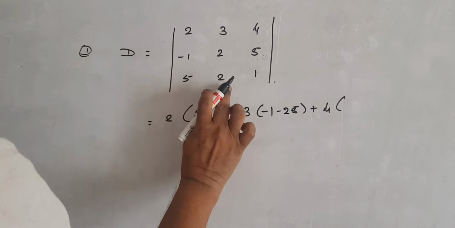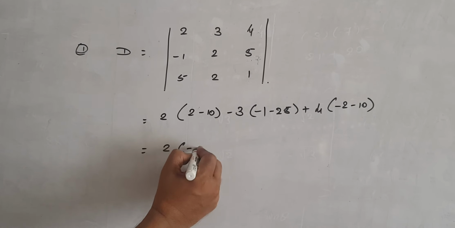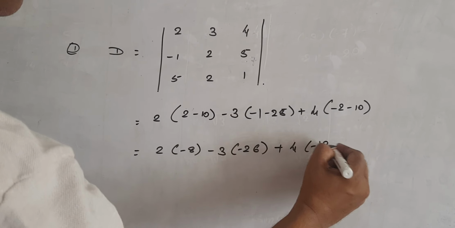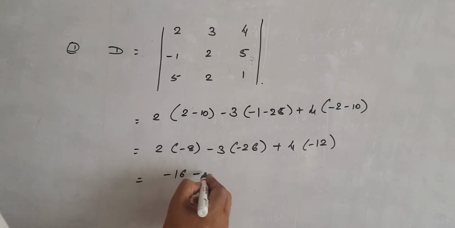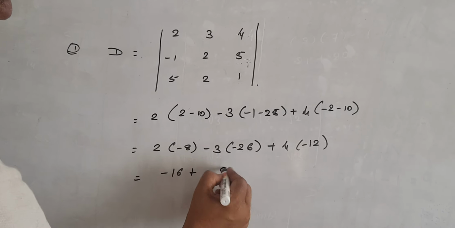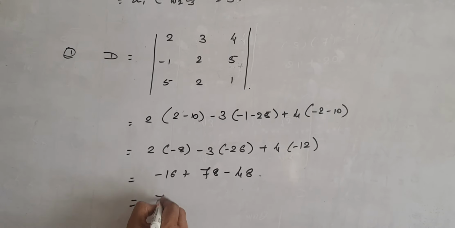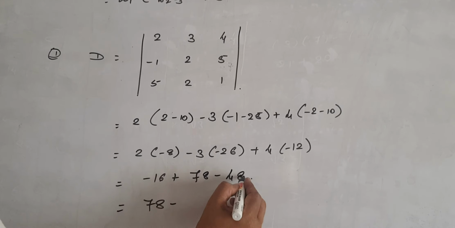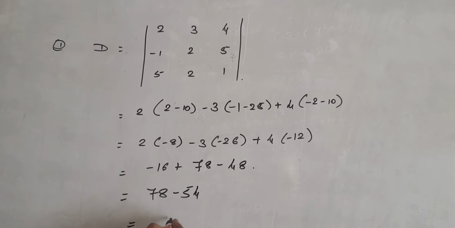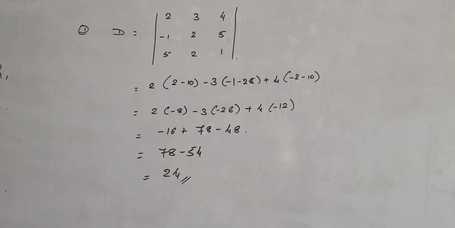So minus 2, minus 10. So this should be 2 into minus 8, minus 3 into minus 26, plus 4 into minus 12. So minus 16, plus 78, minus 48. So 78 minus 64, add both, 6 and 8, 156. So answer is 4. This is your final answer.